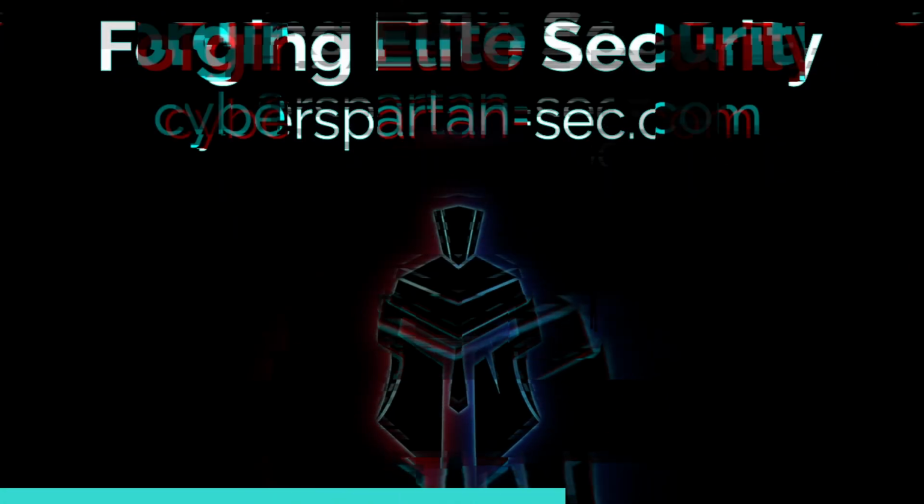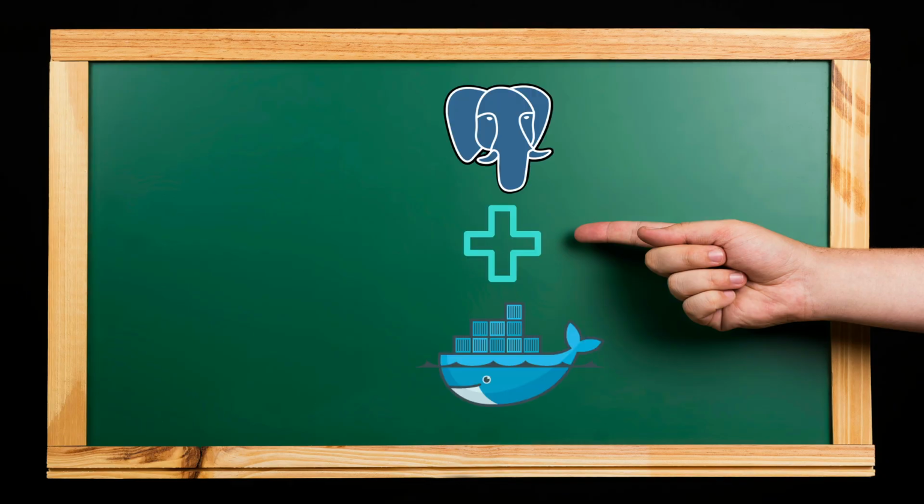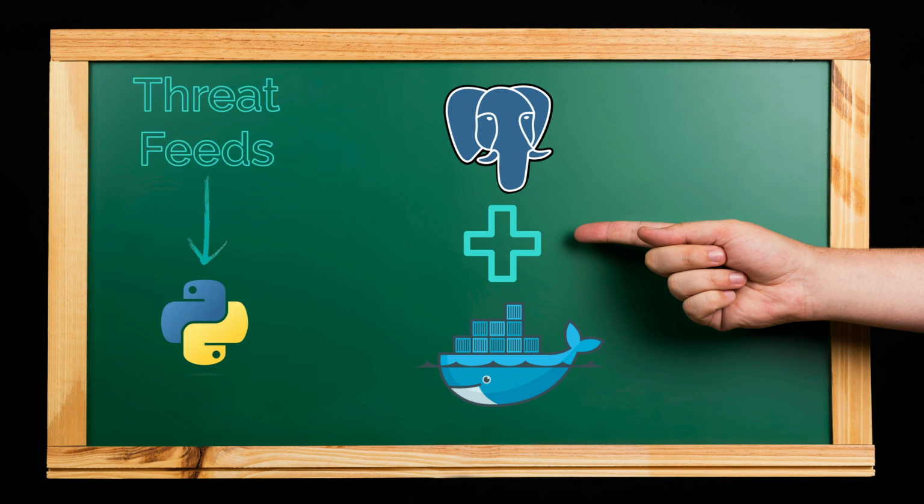So let's begin, Spartans. The architecture for today is going to be something like this. Postgres will be run inside the Docker container using Docker Compose. A Python script will pull indicators from multiple feeds, do some processing and aggregation, and store these indicators in Postgres.